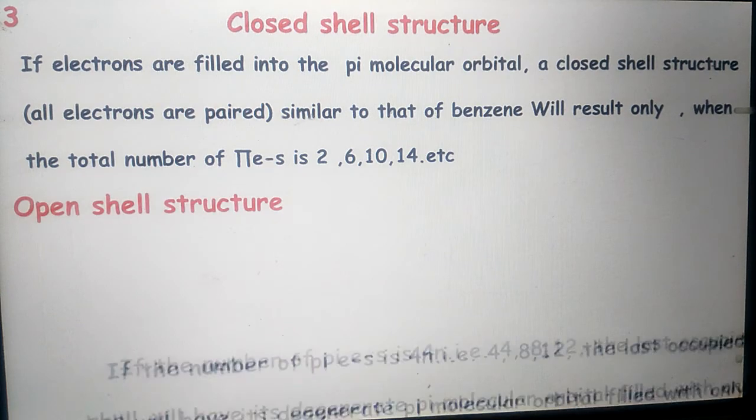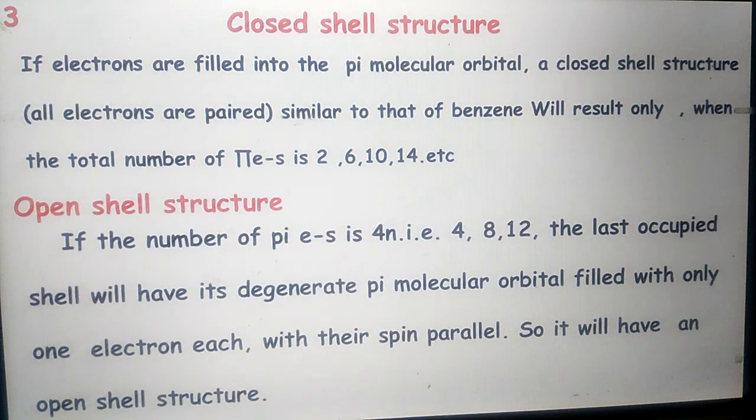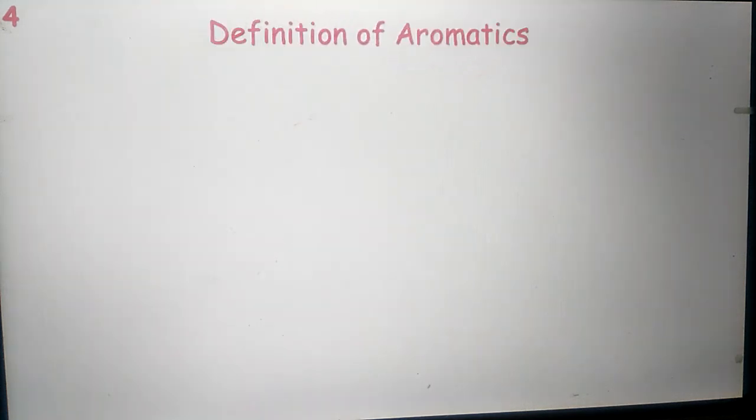Open shell structure. If the number of pi electron is 4n, then the last occupied shell will have its degenerate pi molecular orbital filled with only one electron each, with their spin parallel, so it will have an open shell structure. Fact 4. What is definition of aromatic?